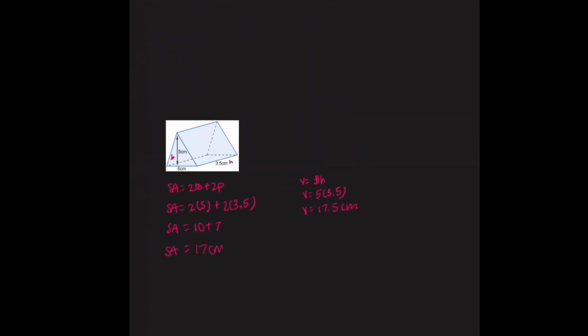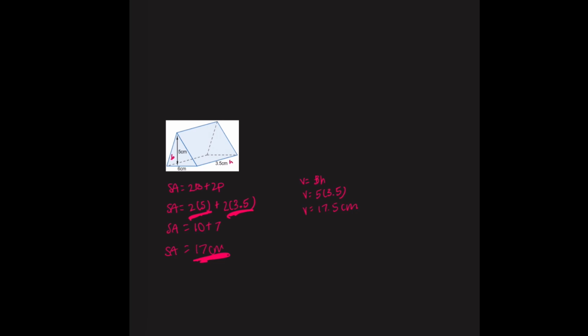So we have a surface area is 2b plus 2p. So we have 2, and then we've got times 5 plus 2 times 3.5. So the first half, this is equal to 10, this is equal to 7, equals 17 centimeters. Since it is the surface area, you would have just the centimeter.